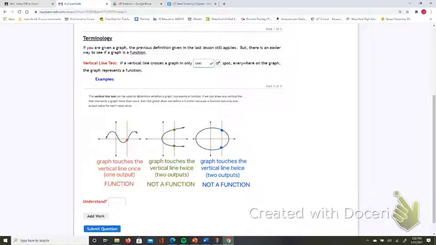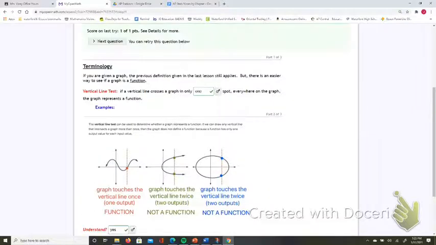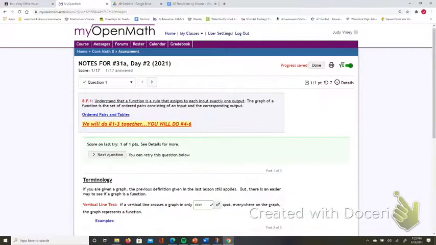Now go to the right and look at the one in blue. Notice again, this oval, it touches it twice. So there are two outputs again, not a function. Okay, do we understand? Type yes and then submit. And now you're ready to go on to number 2.